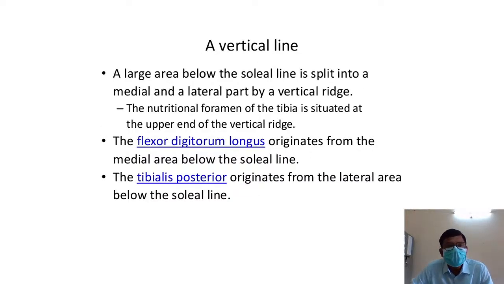Coming to the vertical line, a large area below the soleal line is split into a medial and lateral part by a vertical ridge. The nutrient foramen of the tibia is situated at the upper end of this vertical ridge. The flexor digitorum longus originates from the medial area below the soleal line, while the lateral area gives origin to the tibialis posterior muscle. So please remember, this soleal line is very important because the vertical line extends from this soleal line only.